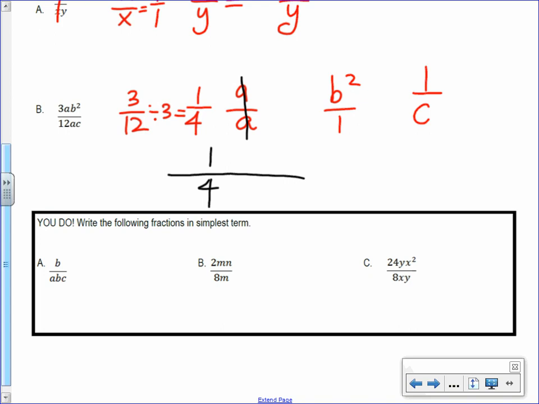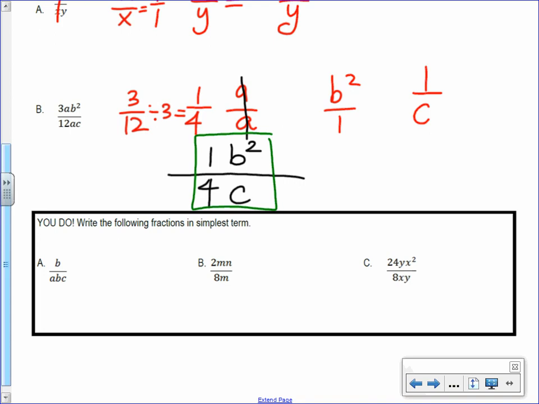Is there anything I can do with the B's? Do any of the B's cancel? No. So are the B's on the top or the bottom? Top. So 2 B's on the top, or B squared. And then where should the C's be? On the bottom. So your final answer is 1/4 B squared over C. Just like that. That's all you have to do.